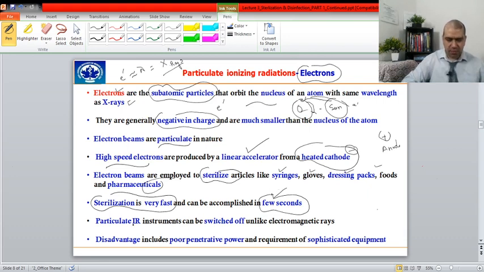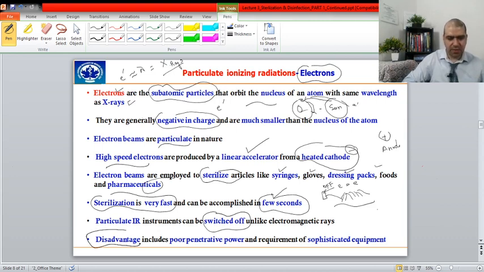But in the case of particulate ionizing radiation, that's electrons, we also have the advantage of switching it off when we don't need it. If this is a particle, electrons can be showered onto the matter, and it can be controlled by a switch. Whenever we switch on, they will shower. Whenever we switch off, they don't. This is completely opposite to gamma radiations, where we don't have any switch to stop. And sterilization takes place very fast as compared to gamma radiations.